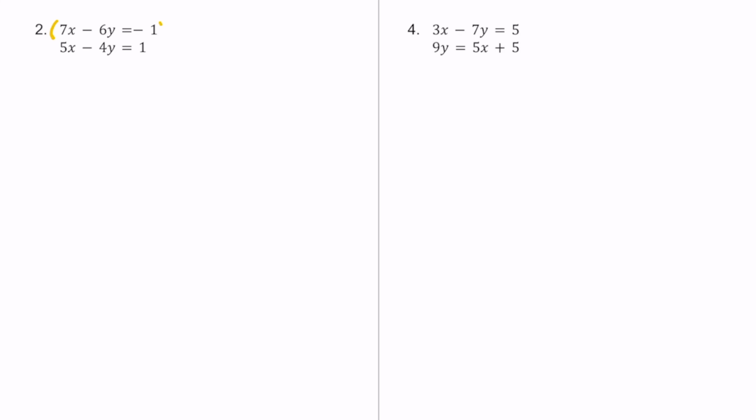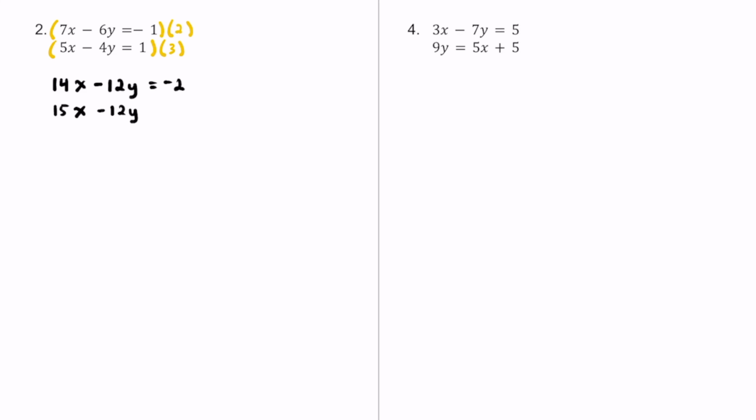So let's go ahead. I'm going to decide to eliminate the y's here. So I'm going to multiply the whole top equation by 2. That way we get negative 12y. I'm going to take the whole bottom equation here and multiply it by 3. Okay, so if we multiply the whole top equation by 2, we're going to get 14x minus 12y, and that's equal to negative 2. And then for the bottom equation, 3 times 5x, that's going to be 15x. Then negative 4y times 3, it's going to be negative 12y.